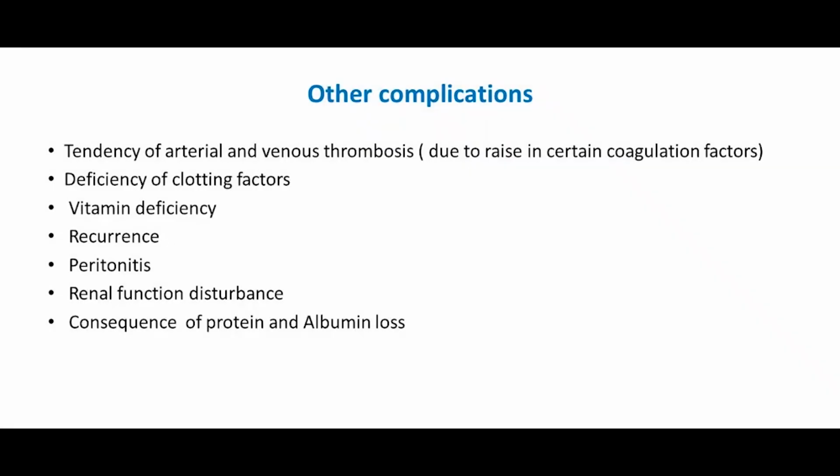Other complications: the tendency of arterial and venous thrombosis is there due to rise in certain coagulation factors. Then deficiency of the clotting factor will also be seen. Vitamin deficiency is also there. Recurrence will be very common. Peritonitis is very common. Renal function disturbance is also seen, as a consequence of protein and albumin loss. There are so many problems because of protein and albumin loss.